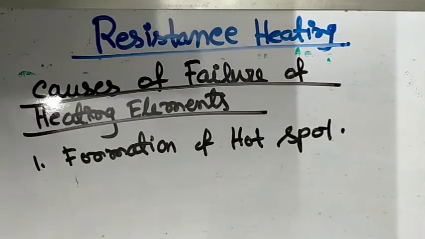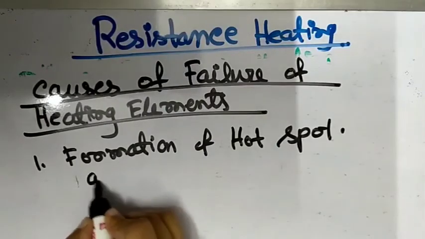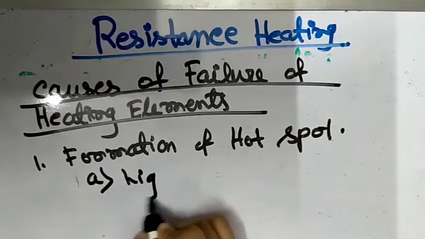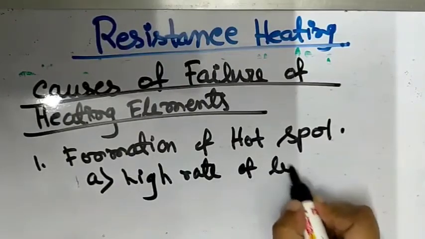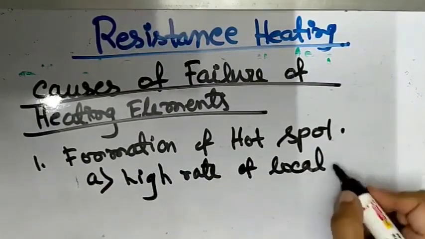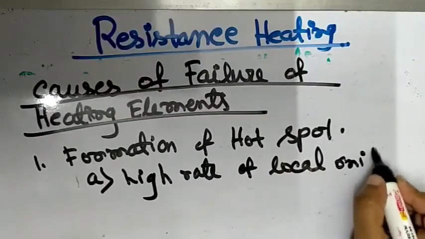Hot spots may be created due to various causes. Such as high rate of local oxidation, which may reduce the cross-sectional area of the element wire, thereby increasing the resistance at that point. This will produce more heat locally and give rise to breakdown of the element. So first is high rate of local oxidation.